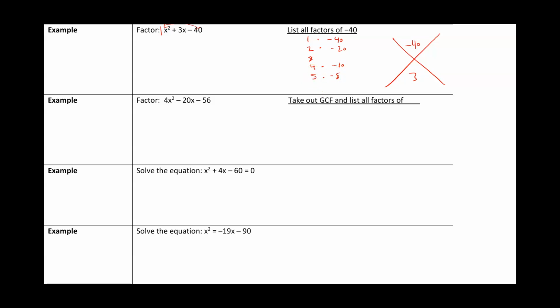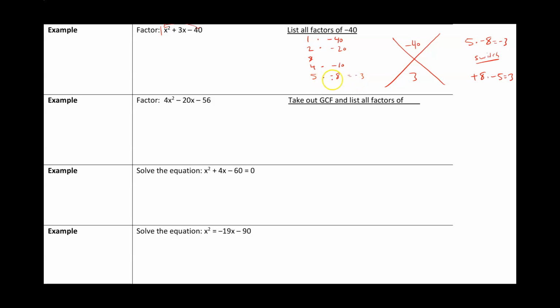Now of those, which of them are going to add up to 3? So the only ones that add up to be something close to a 3 is 5 and negative 8. Because if you add 5 and negative 8, this gives you a negative 3. However, we want a positive 3. So instead of saying 5 times negative 8, we're going to switch that, because this adds up to a negative 3. We're going to switch it and make it into a positive 8 and a negative 5. Because that does add up to be a positive 3.